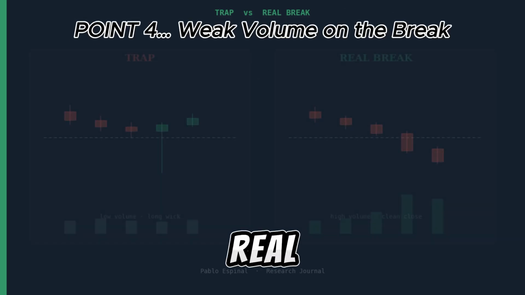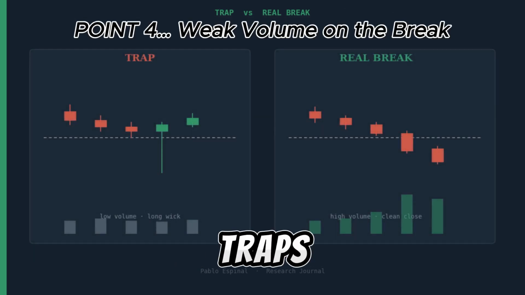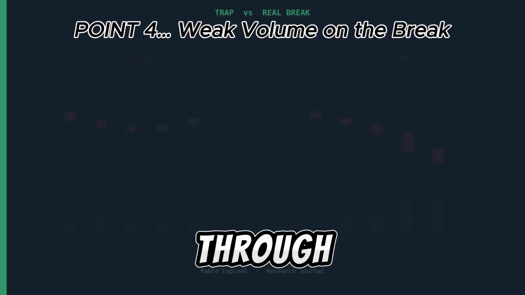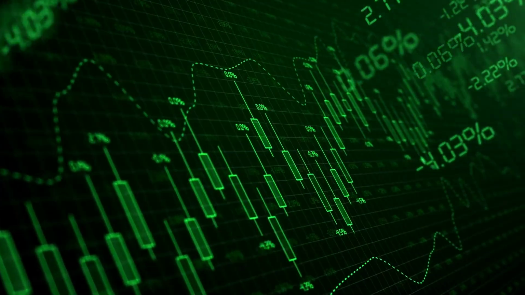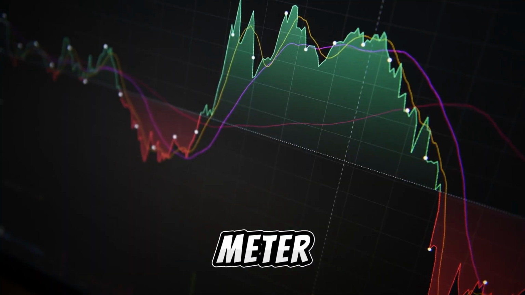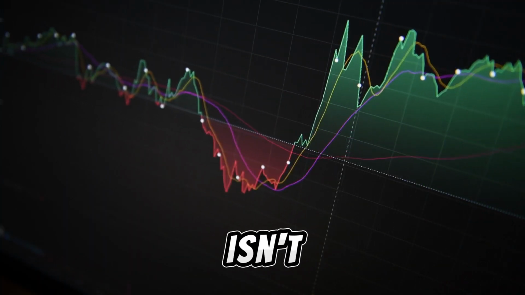Point 4. Real breakouts need real buyers. Traps don't. When price breaks through a level on quiet, unconvincing volume, that's your first tell. Volume is the market's conviction meter. Low conviction means the move isn't real.